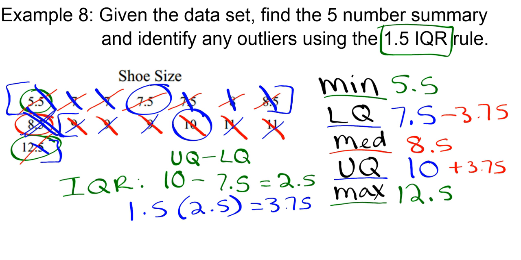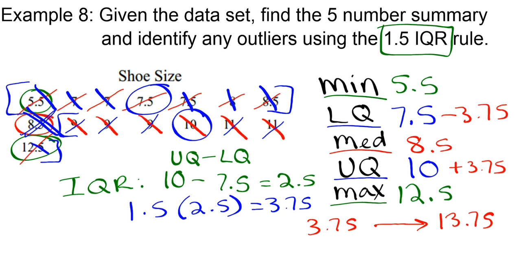That's going to tell me how small numbers can be and how big numbers can be. The first one is my lower, 7.5 minus 3.75 gives me 3.75. That's as low as I can go. And I can go all the way to 10 plus 3.75, which is going to be 13.75.